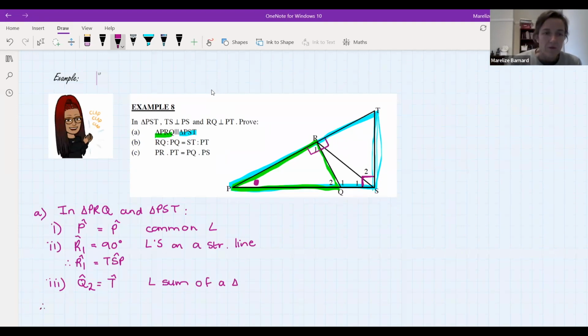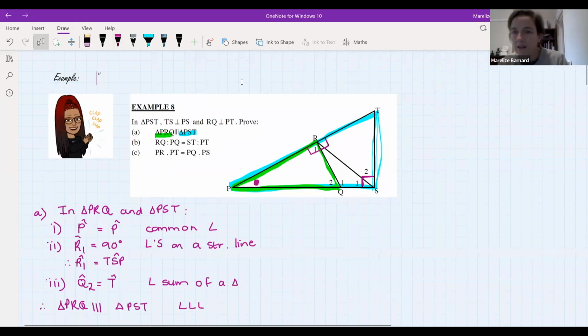Right, then we end off and we say triangle PRQ is similar to triangle PST, and the reason here is angle, angle, angle.